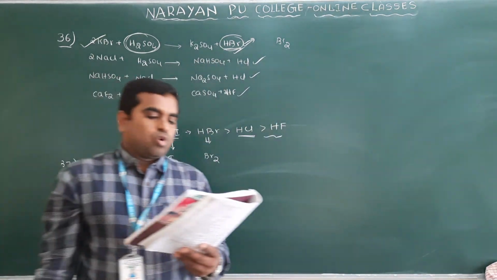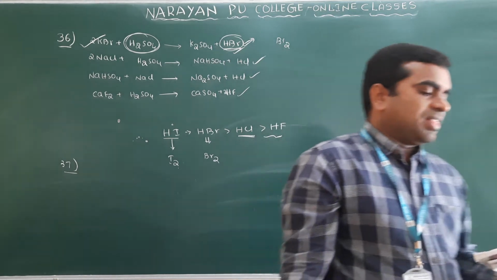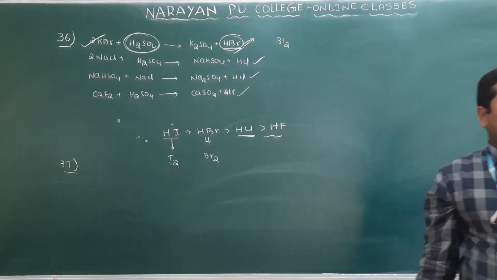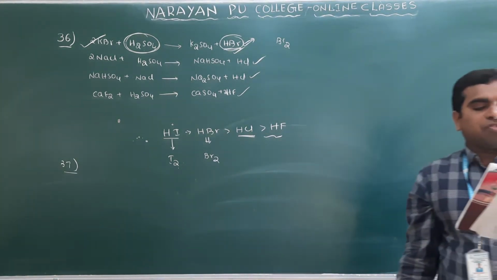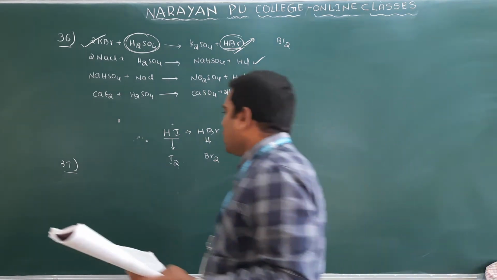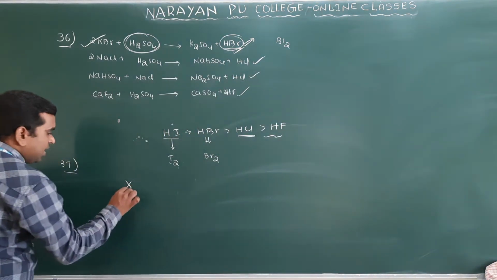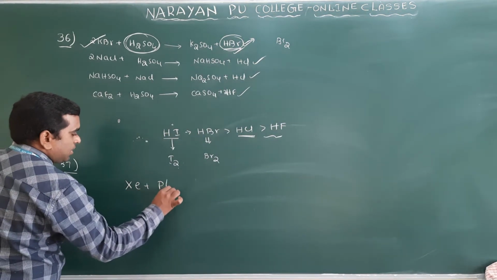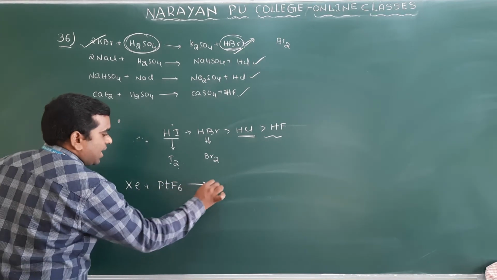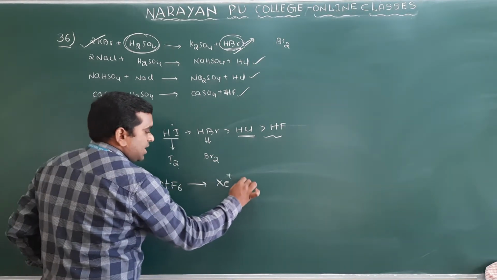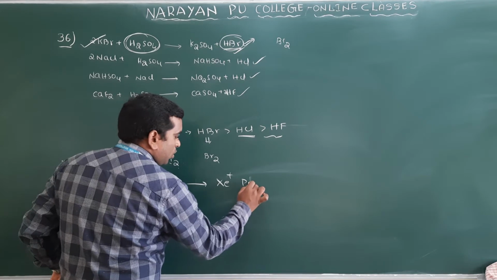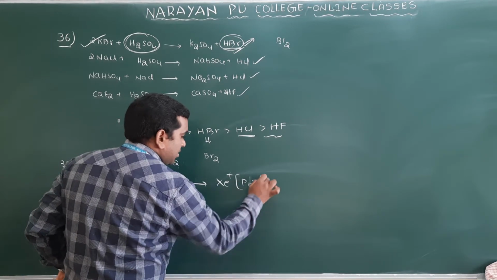39. Which of the following noble gases was reacted with platinum hexafluoride by Bartlett to prepare the first noble gas compound? Xenon reacted with platinum hexafluoride, and we got xenon hexafluoroplatinate. Clear, no?